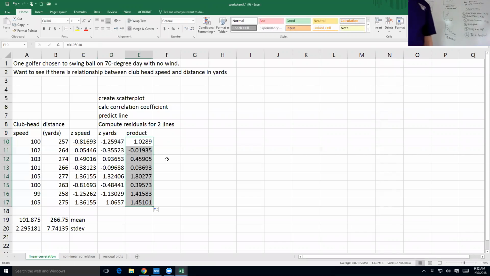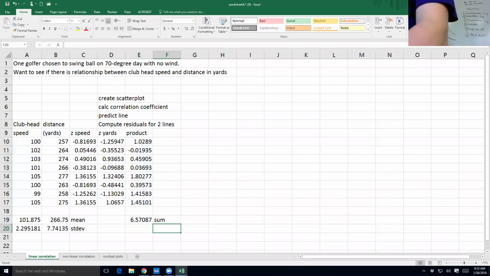What's the next step, Gabriel? Find the sum of what? Sum of all those products. So I'm going to hit my auto sum button here. 6.57. The last step is divide by what? Divide by n minus 1.